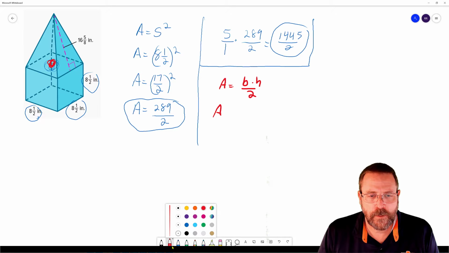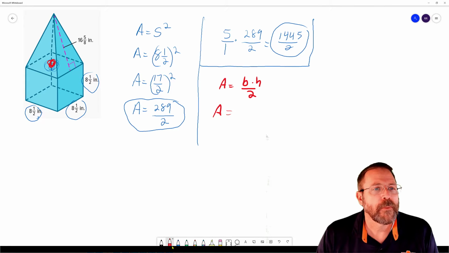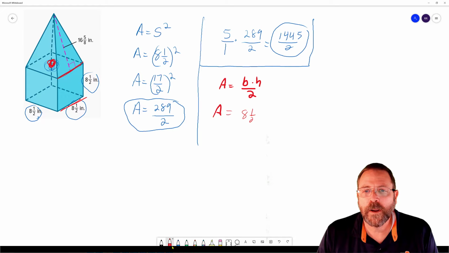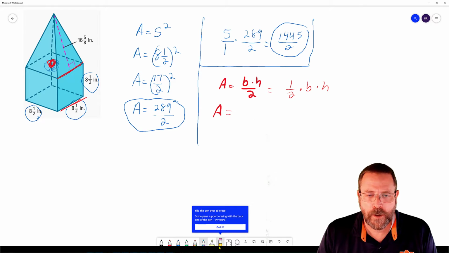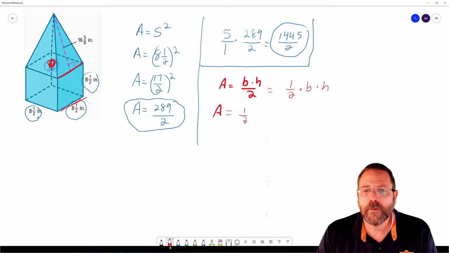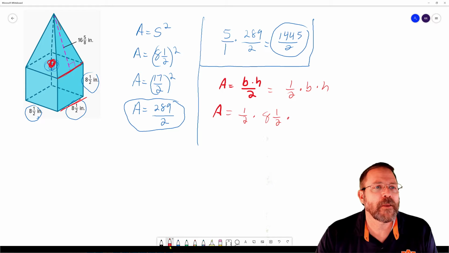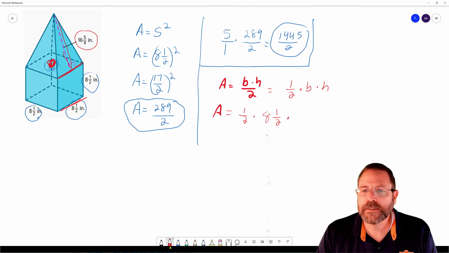Area is going to equal the base of the triangle. That's this length right here, which is going to be the same as this length here. So it's going to be 8 1/2. And you know what? I'm using fractions, so instead let's use a fraction version that says 1/2 times base times height. I'm going to throw in my 1/2 first, times the base, which is 8 1/2, times the height. That's this distance right here, which is 16 5/8.